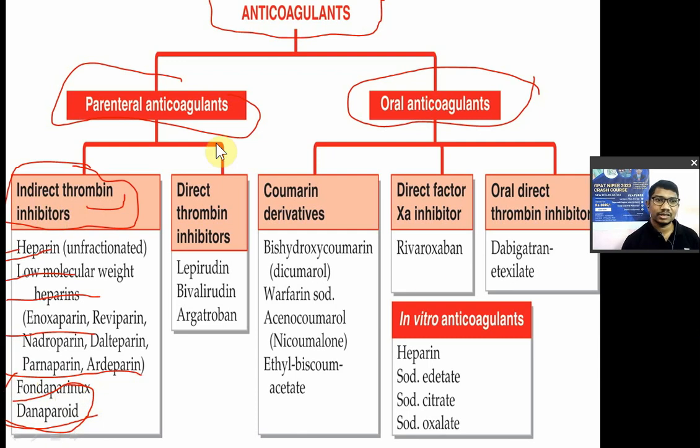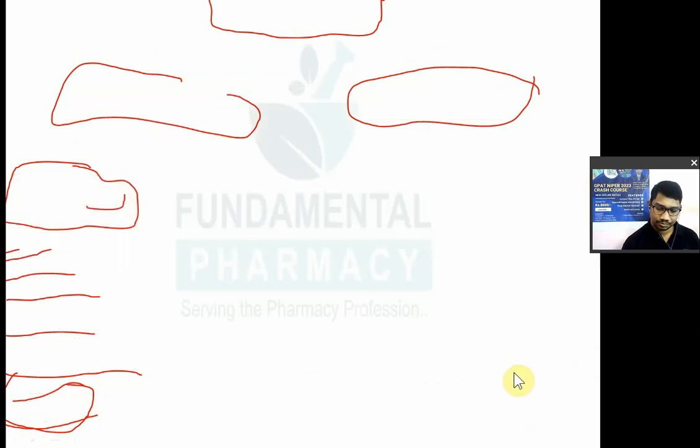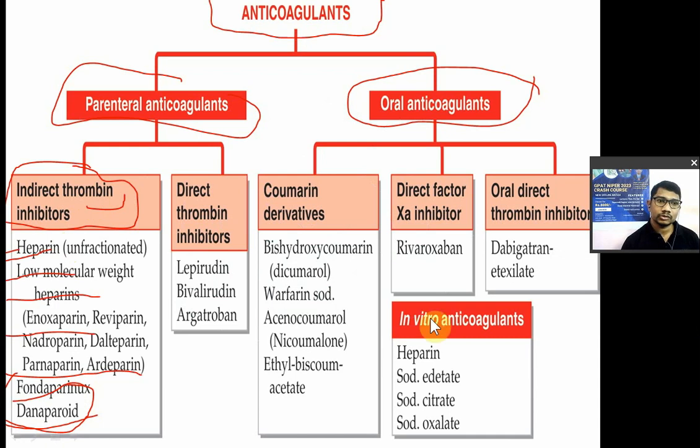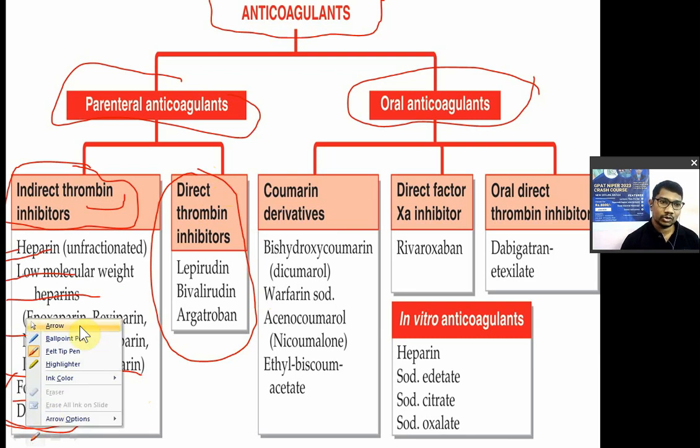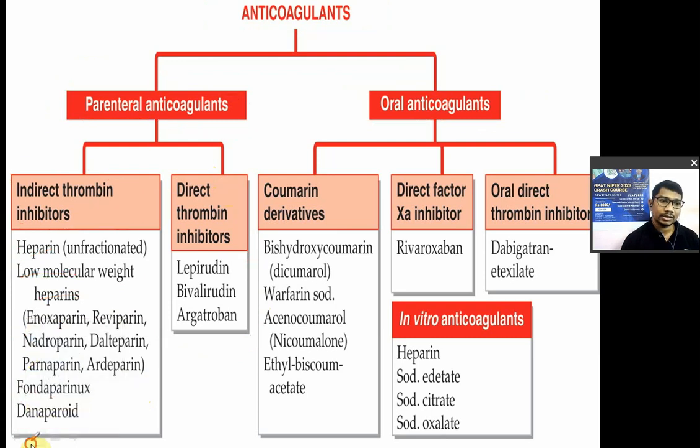Now the next part is the direct thrombin inhibitors. These are lepirudin, bivalirudin and argatroban. These are known as direct thrombin inhibitors. Direct thrombin inhibitors as well as indirect thrombin inhibitors are used parenterally. They are not used orally. That's why they are known as parenteral anticoagulants, right?